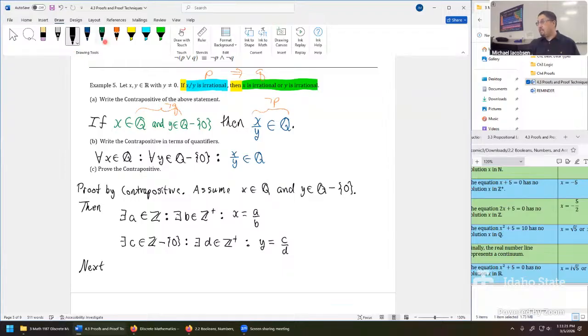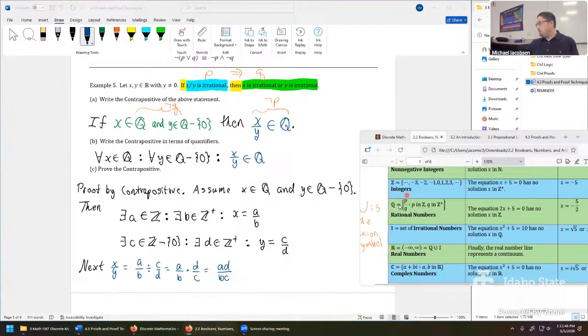Next, x divided by y is going to be a over b divided by c over d, which is a over b times d over c. Of course, we could have sped through the arithmetic, but let's keep on going. A times d divided by b times c. That looks pretty good. It looks like a fraction, right? But just because we put it on paper doesn't automatically mean it's a fraction. We have to be really careful here.